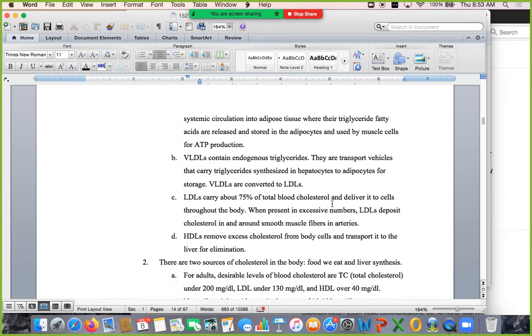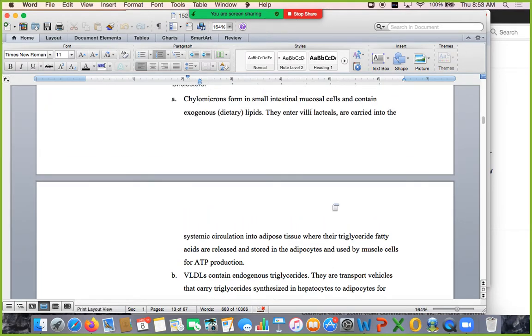All right, so as I mentioned, the chylomicrons are going to be found in your intestinal cells. These allow you to pick up dietary lipids, which then enter into the lacteals. Remember, they're not able to enter directly into the blood supply, but they'll be carried into systemic circulation, through the liver, into the adipose tissue, where they get stored in adipocytes, or can be used by muscle cells for ATP production.